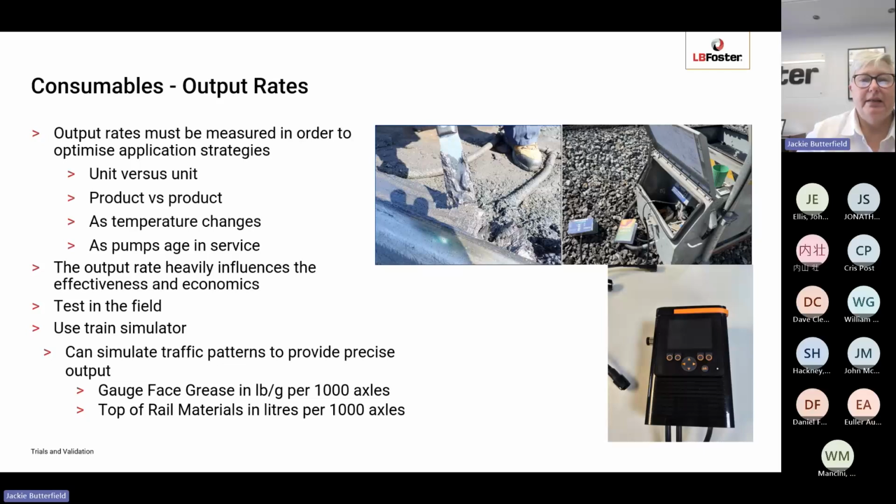So a train simulator, such as the one shown on the right, can be used to actually simulate this either in the laboratory or in the field. So this is hooked up to the wheel sensor and simulates traffic patterns. So you can dictate wheel pass frequency or length of train, frequency of train, and also the speed of the trains as well, and test the output against what the calibrated output should be. And so this can be done for both gauge face greases and top of rail materials as well.